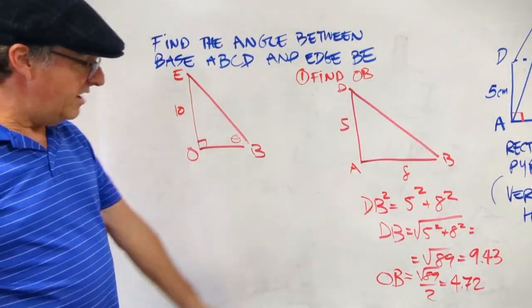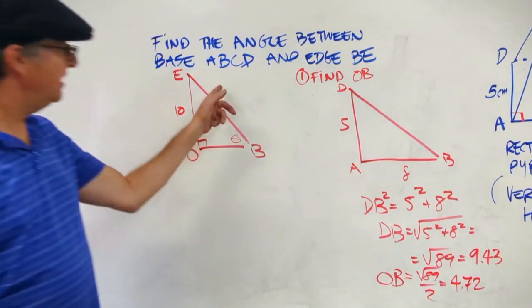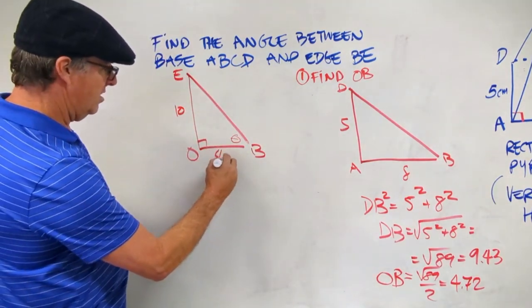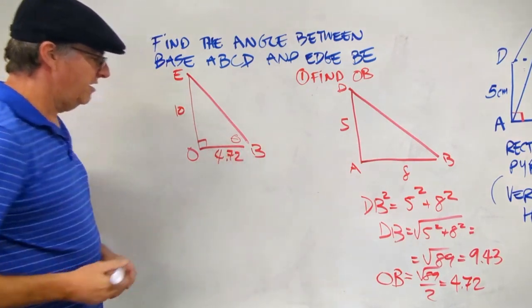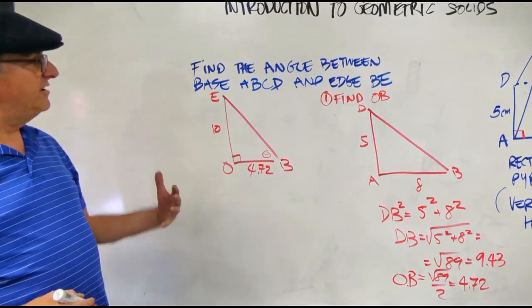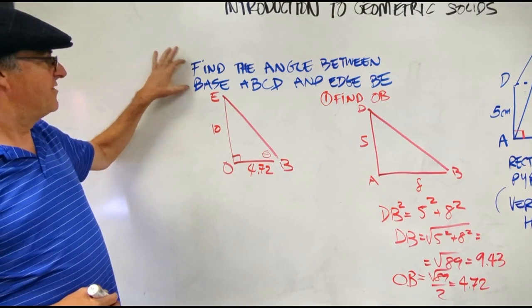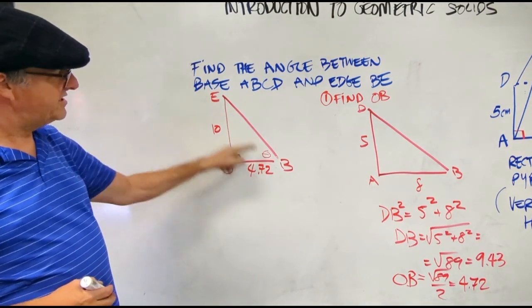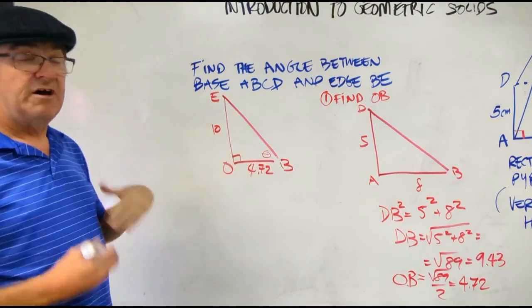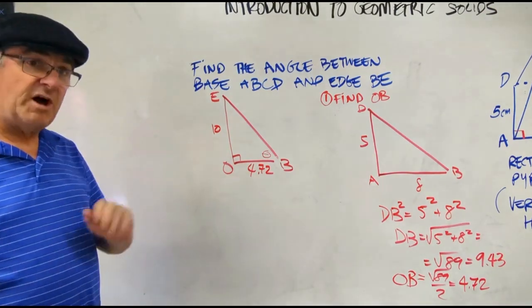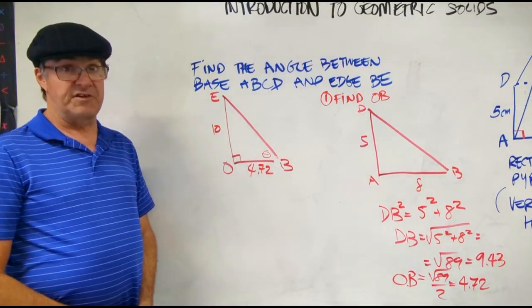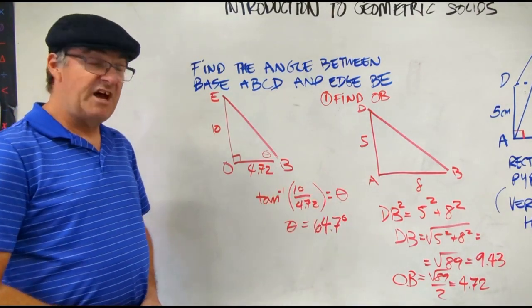All right, so now we know what OB is. I'm going to go ahead and label it on my diagram. OB right there is 4.72. All right, so now we have enough to satisfy this request. Find the angle between the side BE and the base of our pyramid. So go ahead and pause the video, set up your trig equation, solve it, and then tell me what you got for theta. Okay, let's see how you did.